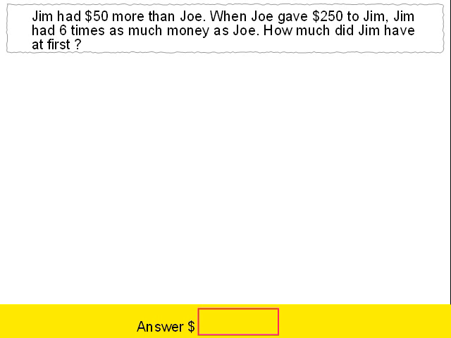Now the question said that Jim had $50 more than Joe at first, and when Joe gave $250 to Jim, Jim had 6 times as much money as Joe. So how do we go about drawing the models? We start with this statement.